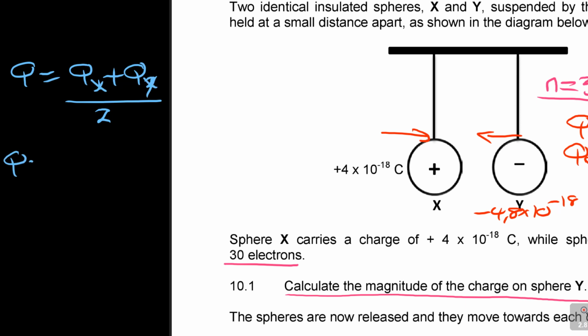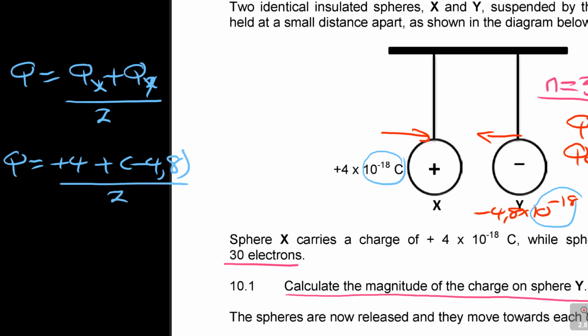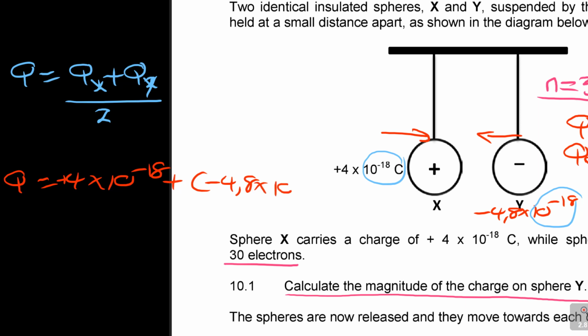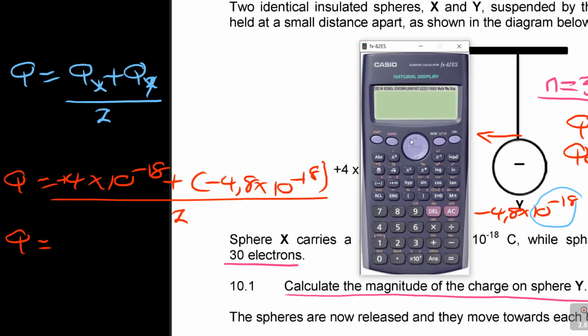So Q is equal to... I could just ignore that negative 18 and just say 4 plus 4 plus minus 4,8, over 2, because they've got the same exponents. But so that you don't make errors in the future, I will avoid that and write in full: Q is equal to 4, which is positive, times 10 to the power negative 18, plus negative 4,8 times 10 to the power negative 18, divided by 2. Then you use a calculator so that you can check what it gives.